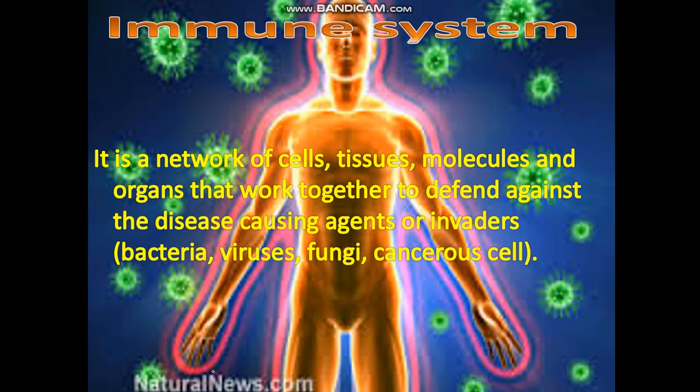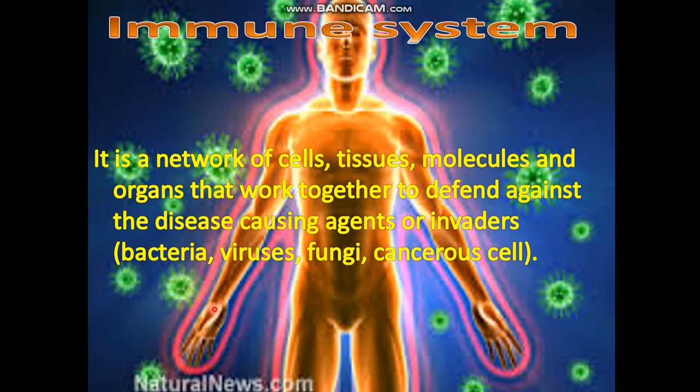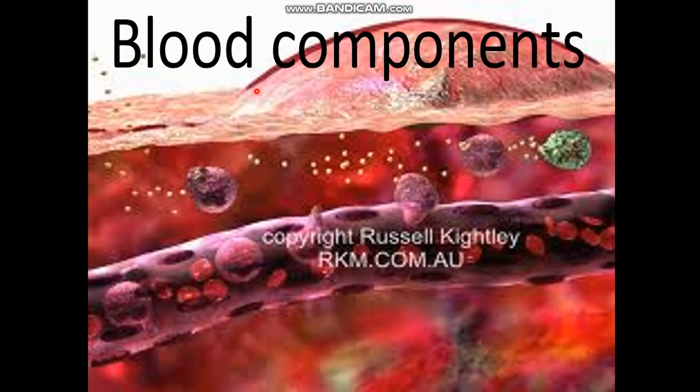In the first lesson I explained what is self and what is non-self, and how the immune system works: first recognition, then it decides to accept or reject. Okay? But before that, we need to know the blood components in order to know the cells of the immune system.